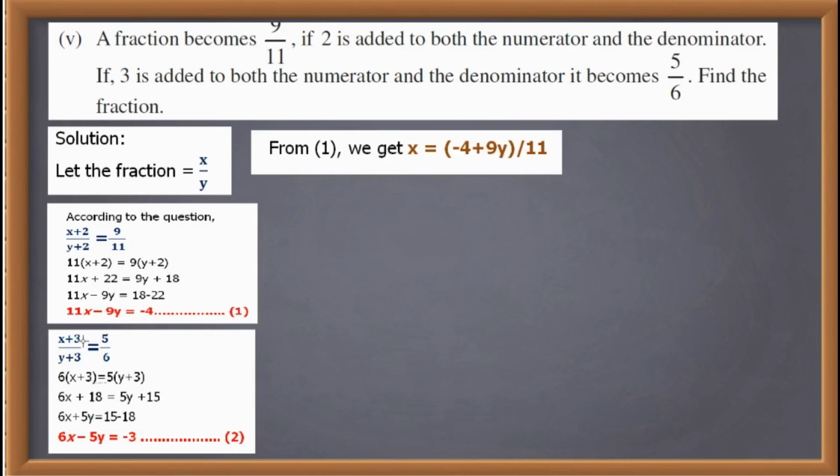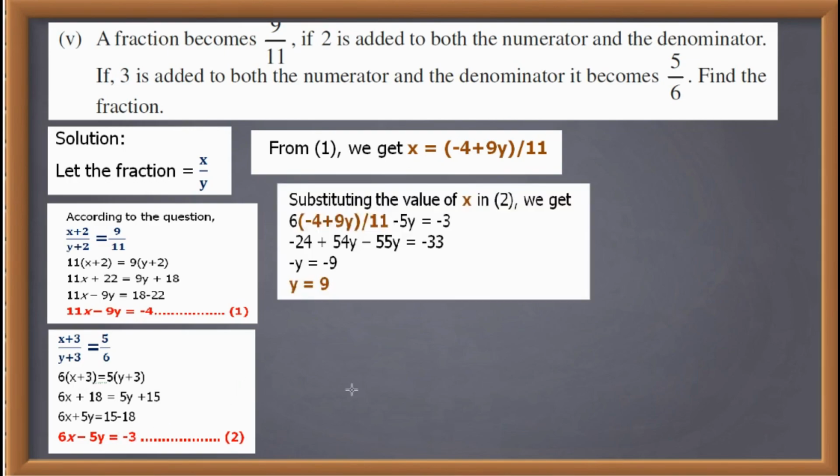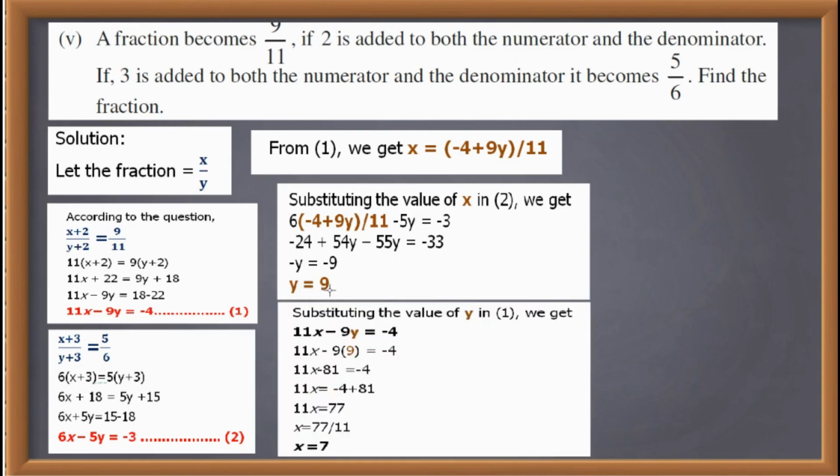So now from first equation, 11x minus 9y is equal to minus 4. I am going to replace the value of x in second equation. What is second equation, students? 6x minus 5y is equal to minus 3. 6x, x we got it as (minus 4 plus 9y) by 11, minus 5y is equal to minus 3. After simple calculation, I will get value of y as 9. Once we got the value of y, we have to substitute it in first equation.